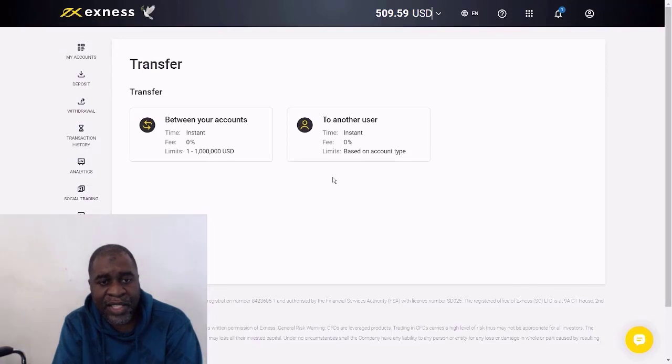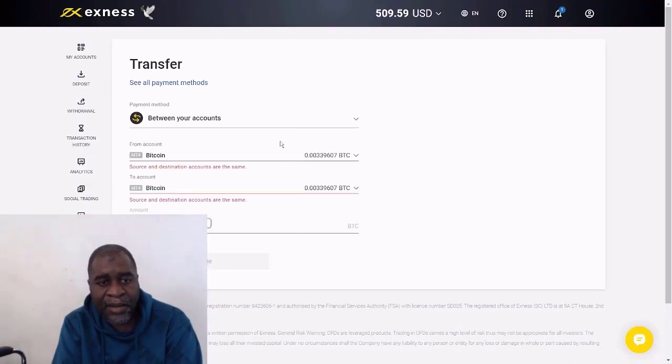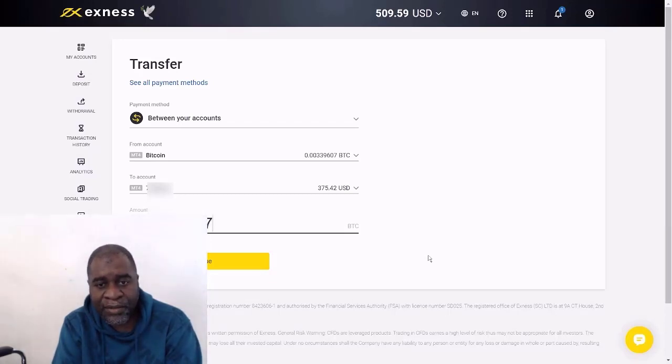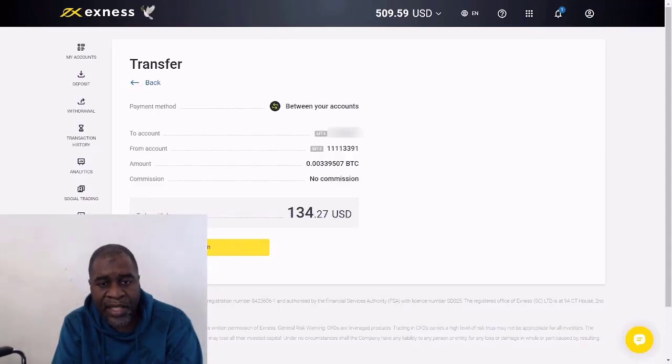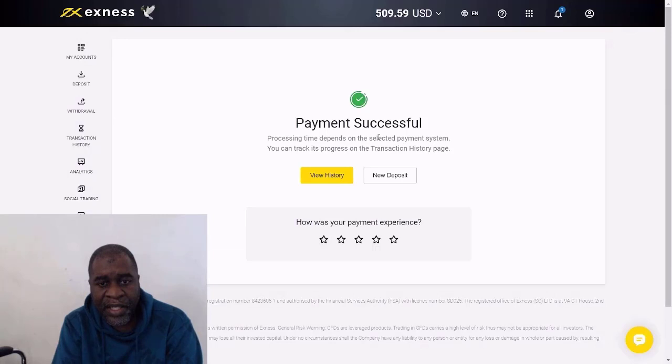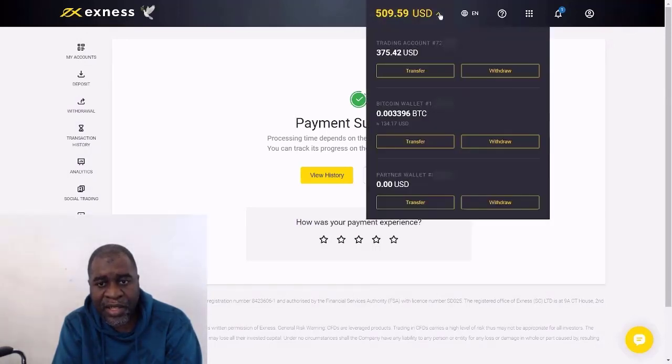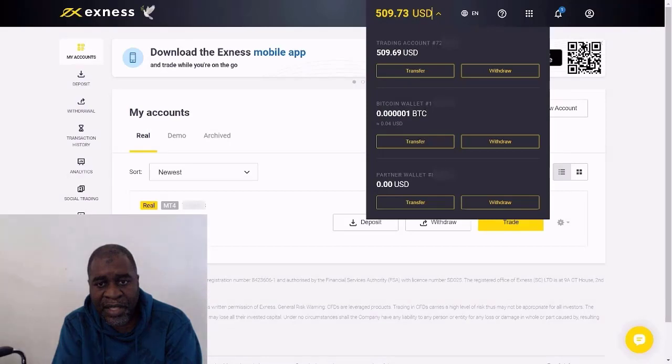I'm going to come here to transfer between your accounts. Click on that. Then I'm going to move from the Bitcoin wallet to the fiat wallet. So from top is Bitcoin, down I'm going to move it to the trading wallet. Once I've selected the trading wallet, I'm then going to put in the amount, which is 0.00339607 Bitcoin. I can move the entire amount. Let me just correct that. All right, so here you see that it's about $134. I'll confirm. Then that one is done. So now I can come up here and you see that I moved my Bitcoin and it's now in the fiat wallet.